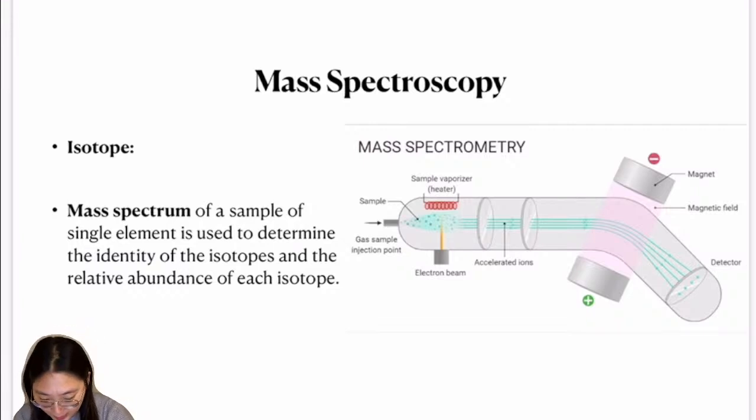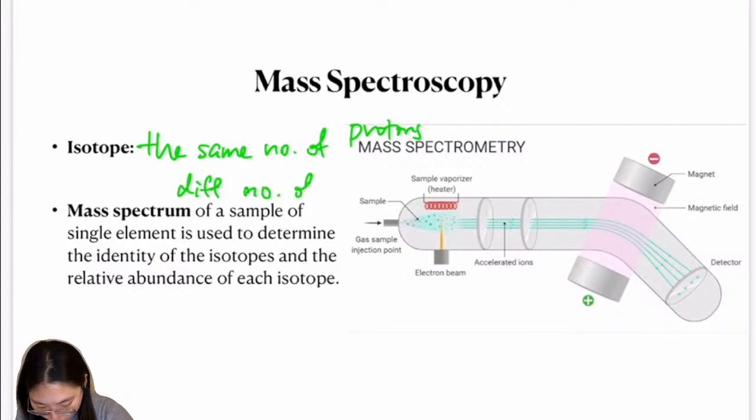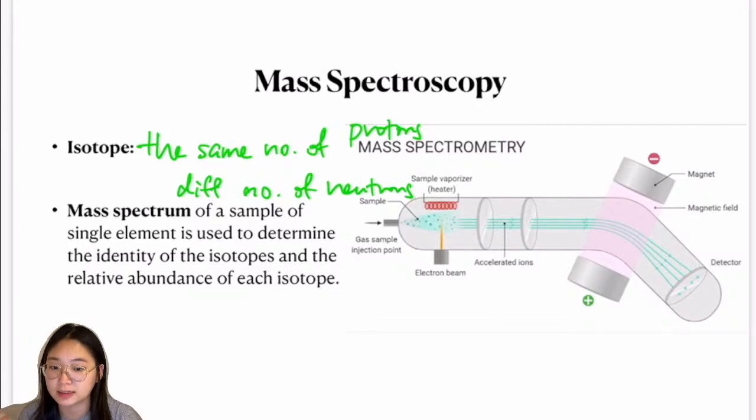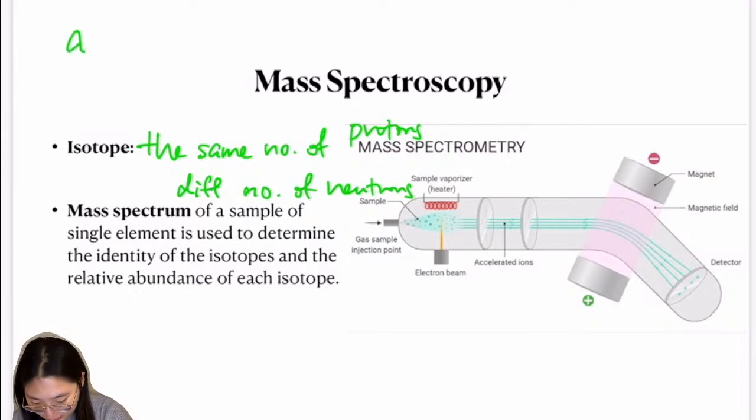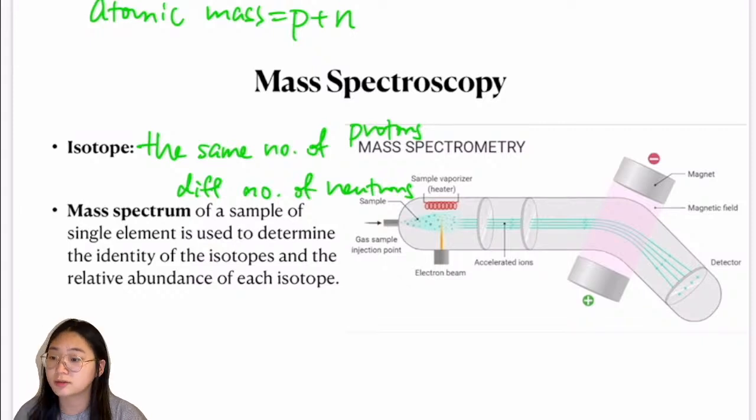Isotopes of an element have the same number of protons but different numbers of neutrons. And we know that the atomic mass of an atom is equal to the number of protons plus the number of neutrons. So it's supposed to be a whole number.